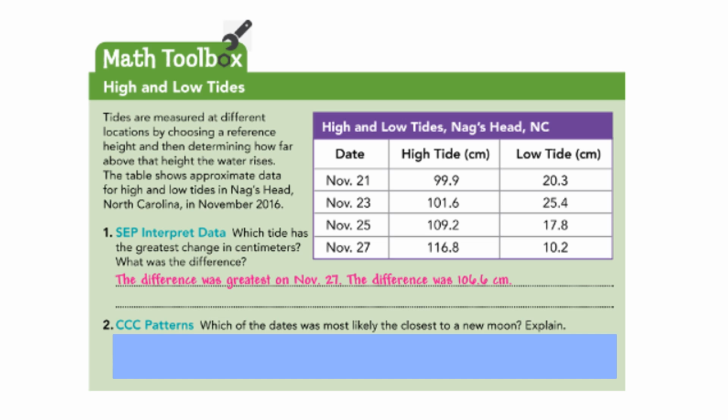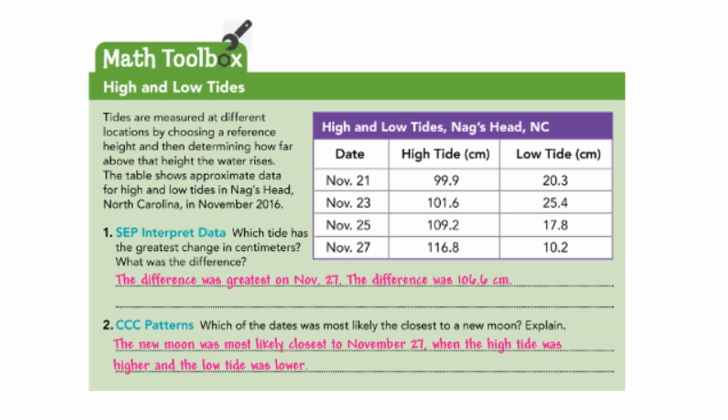So the difference was greatest on November 27th. The difference was 106.6 centimeters. Which of the dates was most likely the closest to a new moon? Explain. The new moon was most likely closest to November 27th when the high tide was higher and the low tide was lower.